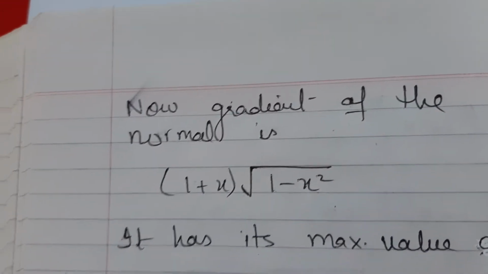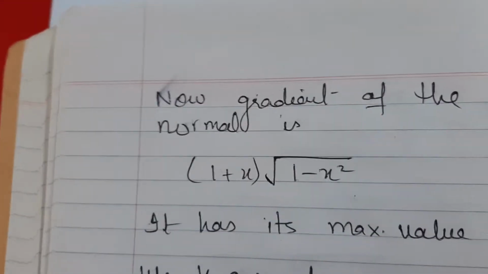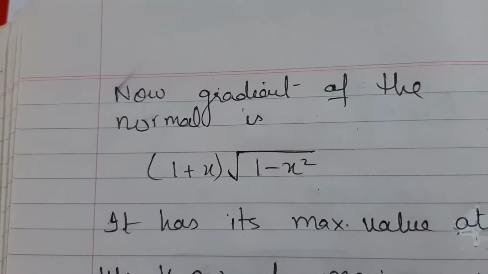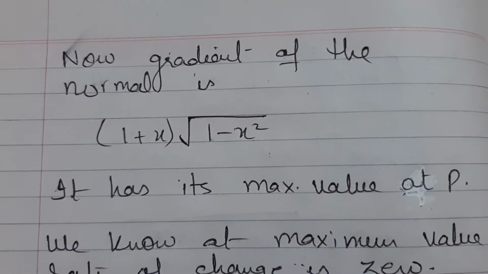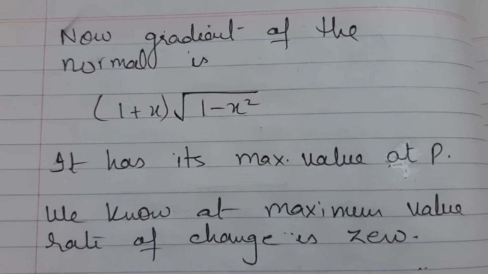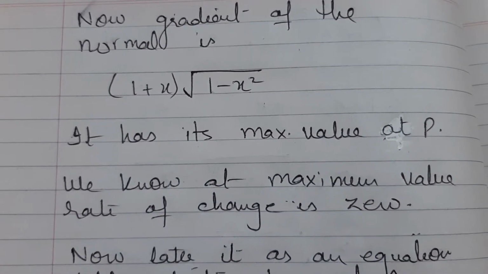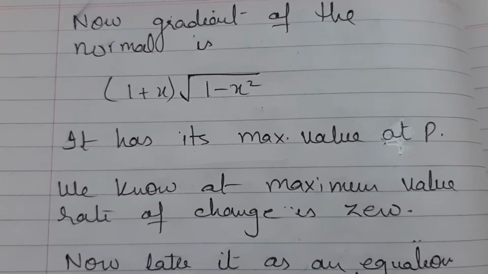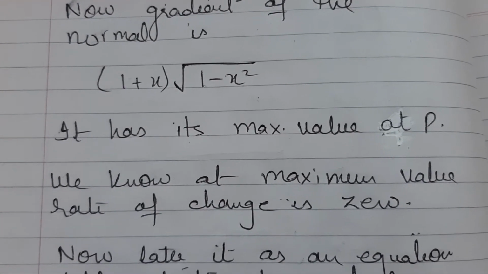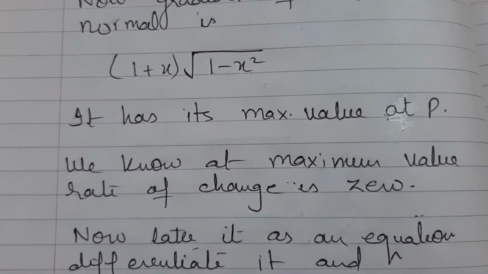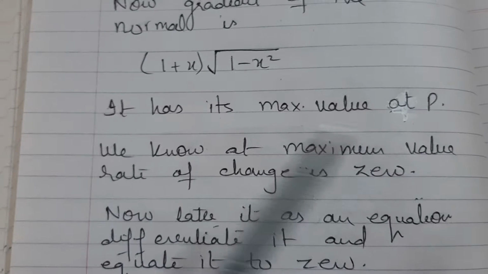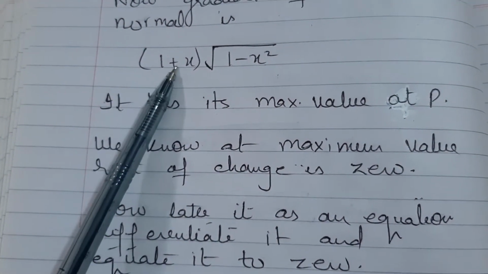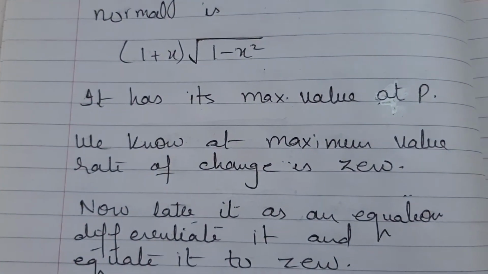Now the second part of the question was saying that the gradient of the normal, right? Now the normal we have found. To find the gradient of this normal, what will I do? And question was saying that it has maximum value at P. I have just dotted down the main point here again. And we know that whenever we are talking about maximum value or minimum value, it means rate of change is 0 there. So what I will do, I will differentiate this equation again using U into V formula, which is a product rule.